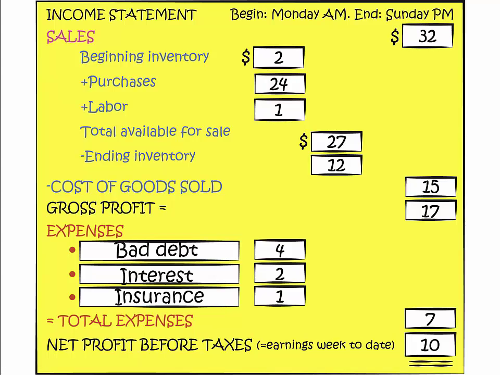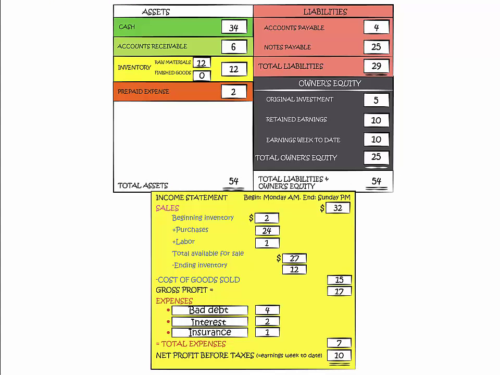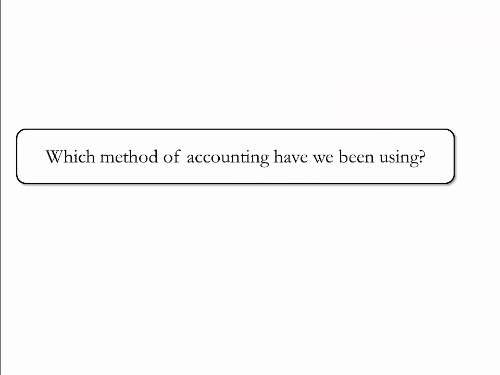We had earlier calculated a gross profit of $17. When we take into account your expenses of $7, which include the bad debt expense, interest, and insurance, this leaves you with a net profit of $10 for week 2. When we compare our balance sheet and our income statement for week 2, we can see that our earnings week to date of $10 equal our net profit in the income statement. We also had $12 in inventory under assets left on our balance sheet, just like our ending inventory on the income statement.